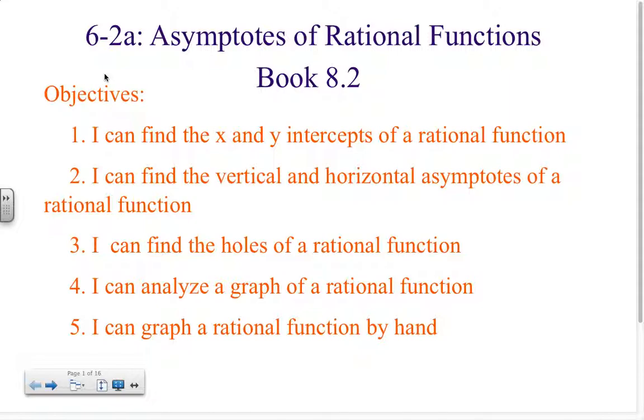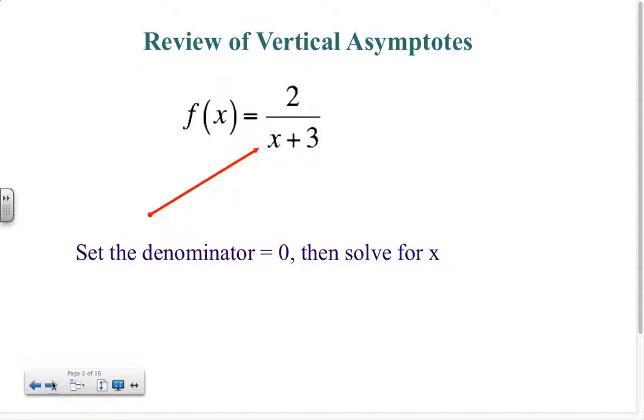So our objectives are that we want to find x and y intercepts of rational functions, find vertical and horizontal asymptotes, find holes, analyze graphs, and graph rational functions by hand. To start off, I'm going to switch between the calculator and this for part of the time, but for the first half today, you will really not need a calculator.